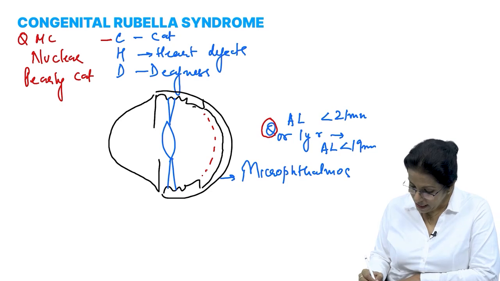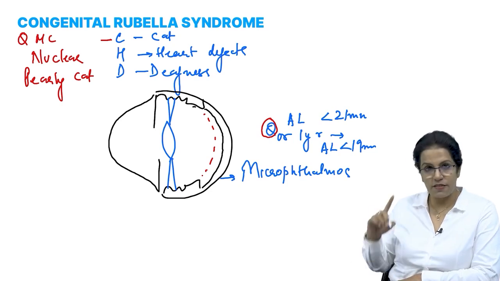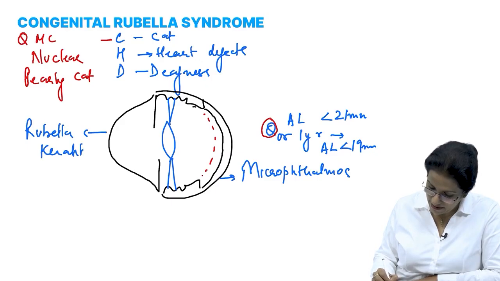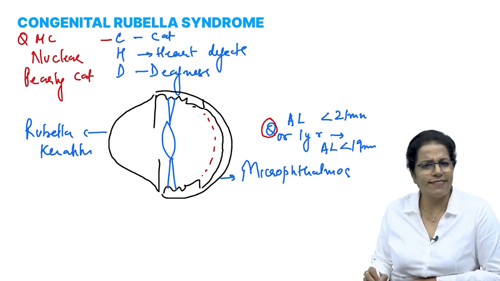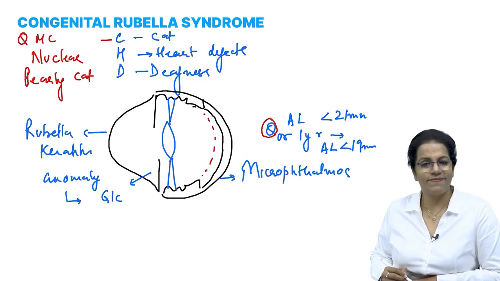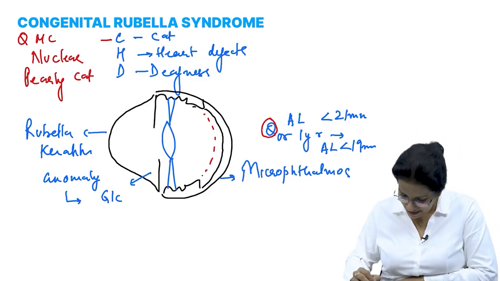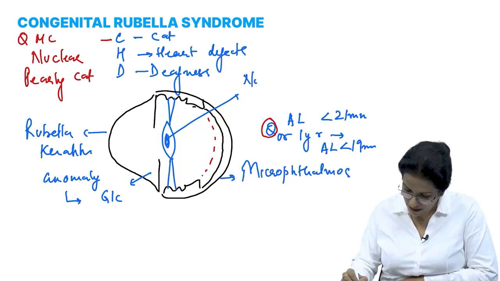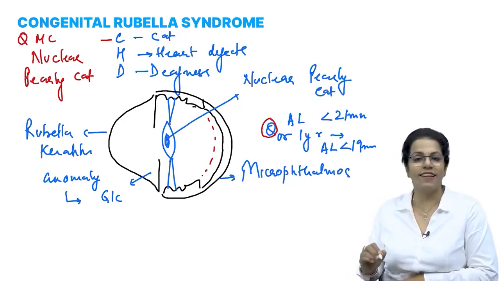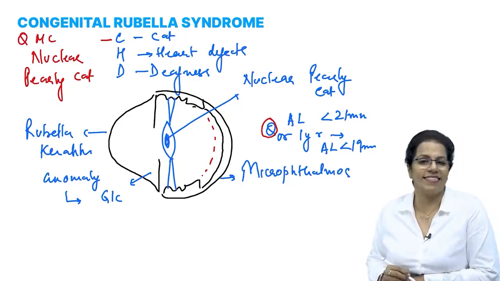What is the second feature we will learn? So, that was the eyeball finding. Cornea, do we get anything? Yes, rubella keratitis. We can get rubella keratitis. Right? Anything in the anterior chamber or angle? Yes, angle anomaly. Here, angle anomaly can lead to glaucoma. Right? Anything else? Yes, we just learned nuclear pearly cataract. Right? So, cataract or nuclear pearly cataract. See how easy it is to learn the features if you just draw on the diagram and start thinking one by one what the findings can be.